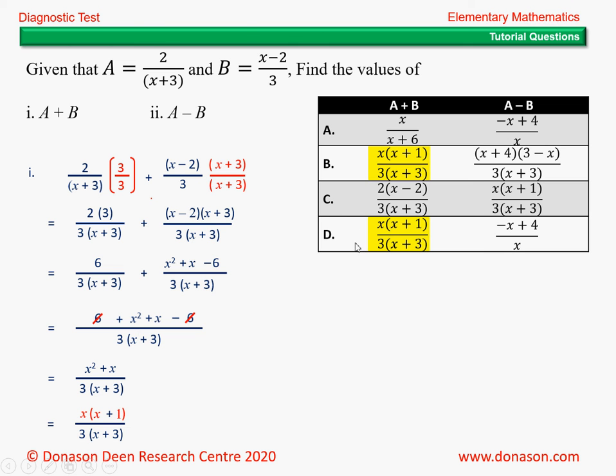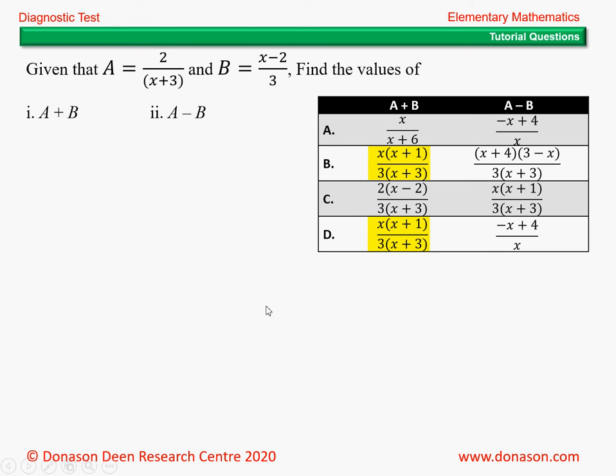But of course, we cannot conclude it until we have performed the subtraction of the two fractions. So let's look at how we can perform subtraction. Now we're going to do exactly the same way as what we did for addition. So we need to make them have the common denominator.